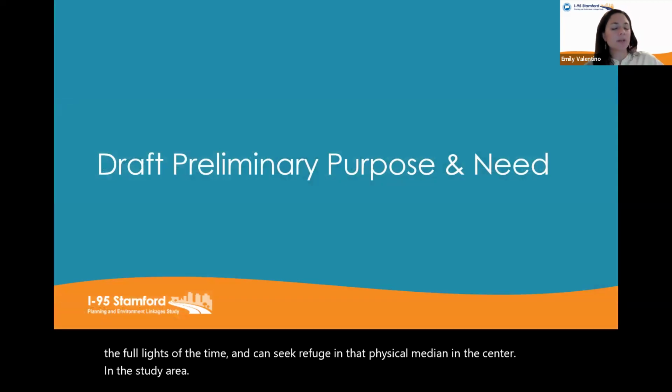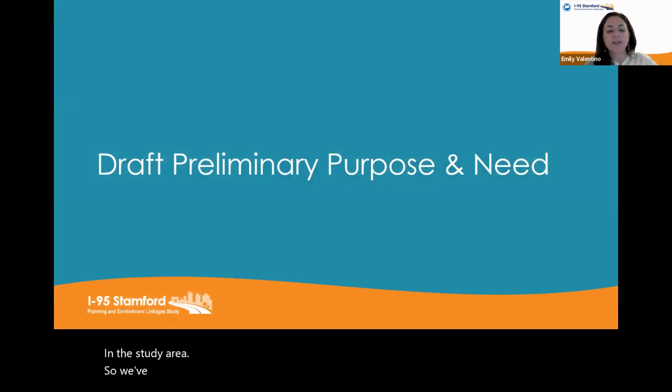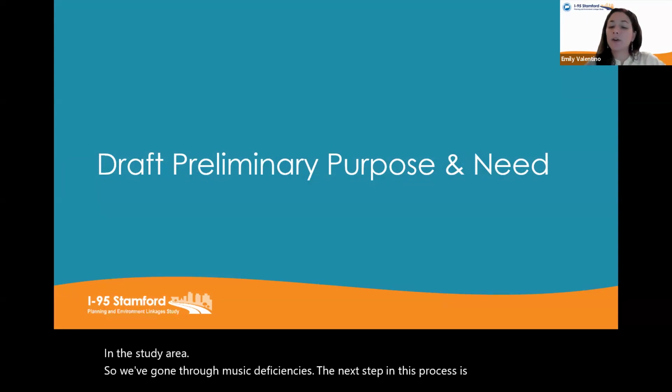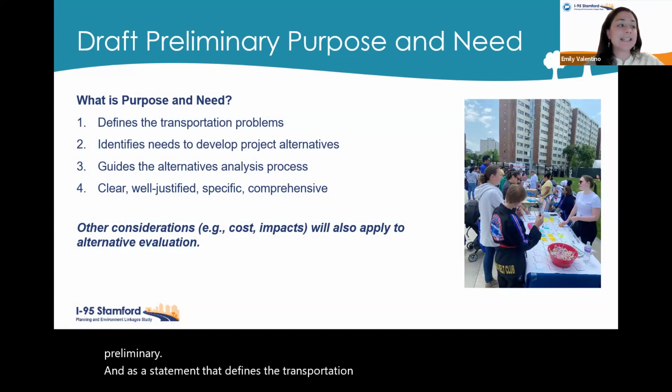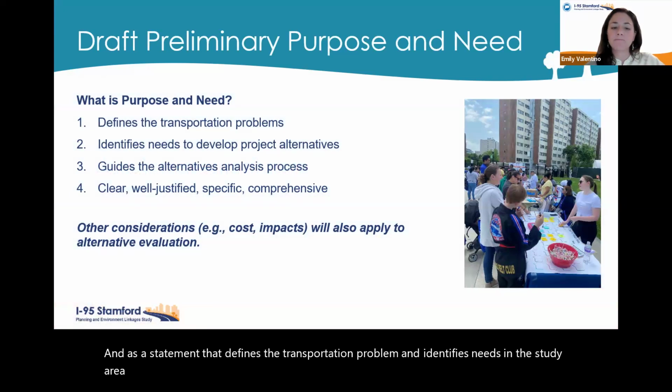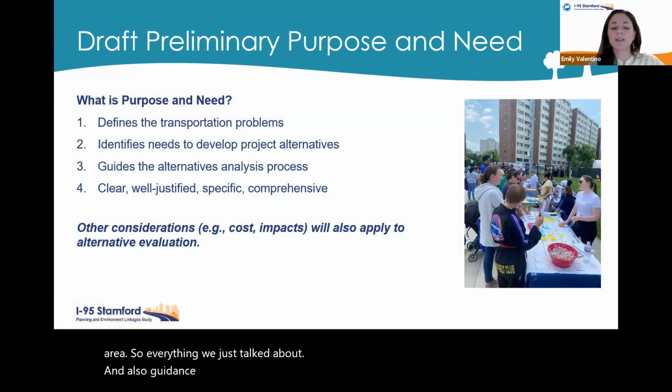So we've gone through needs and deficiencies. The next step in this process is to review the draft preliminary purpose and need, starting with what a purpose and need is. It is a statement that defines a transportation problem. It identifies needs in the study area, so everything we just talked about, and it also guides the alternatives analysis process. So it must be clear, well justified, and specific.